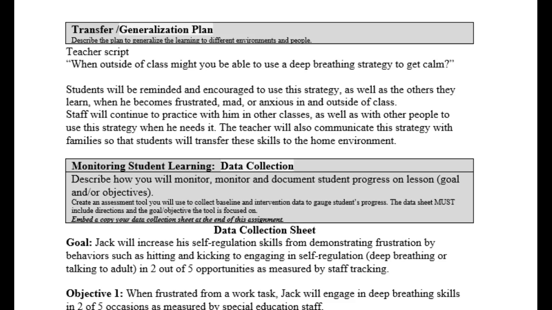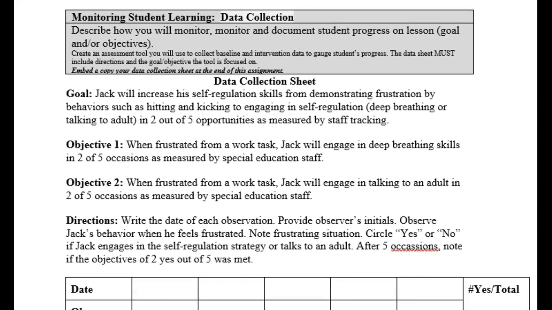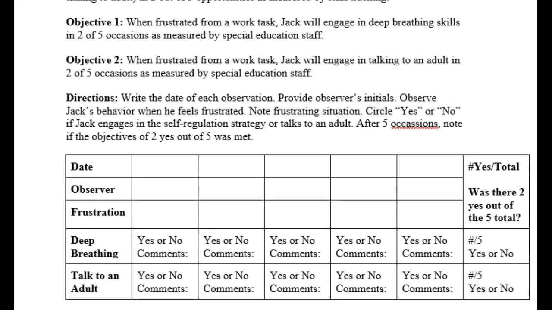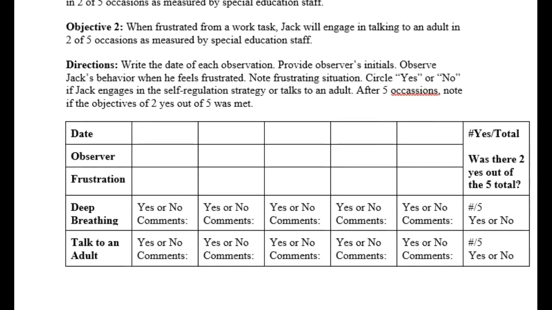And then data collection. You're going to need to write up a data collection sheet. Your data collection sheet should have your goal and objectives on it and some directions. So here the directions are: write the name, date of each observation, provide observer initials, observe the behavior when the student feels frustrated, note the frustrating situation, circle yes or no if they engage in the self-regulation strategy or talks to an adult, and after 5 occasions, note if the objective of 2 yeses out of 5 were met.